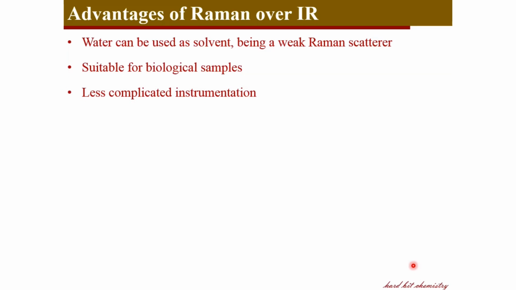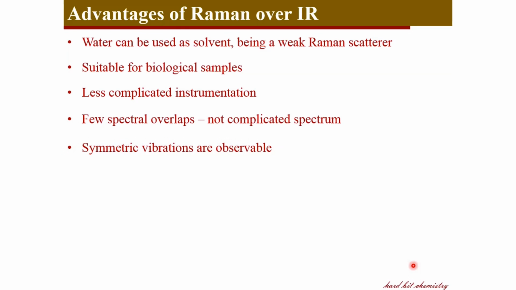And the instrumentation is less complicated, easy to handle, and no overlapping spectral bands are there. The spectral patterns are less complicated than IR, so it is easy to interpret also. And symmetric vibrations are observable, which are not observable under infrared absorption spectroscopy.